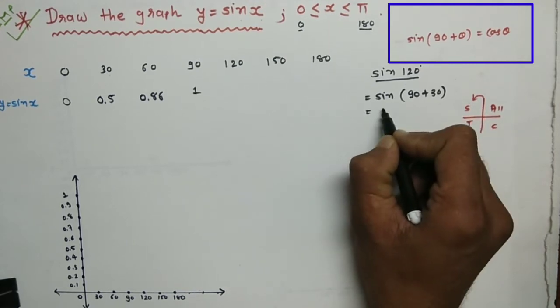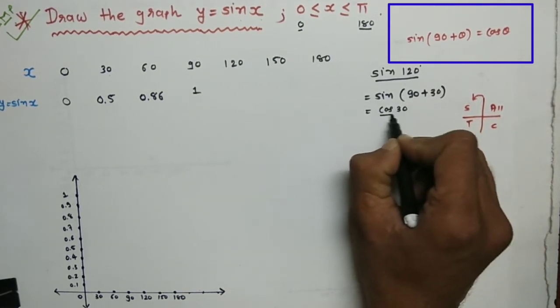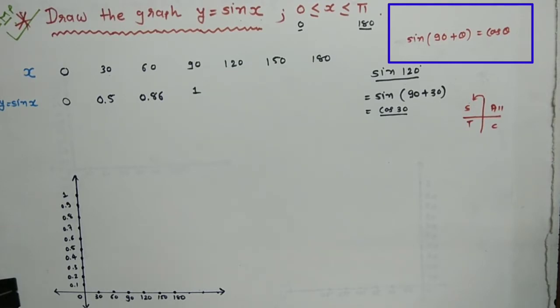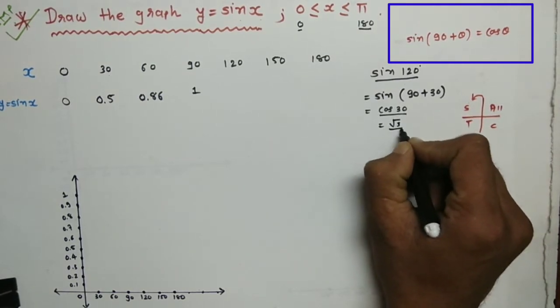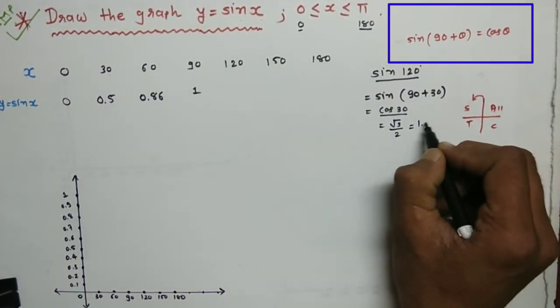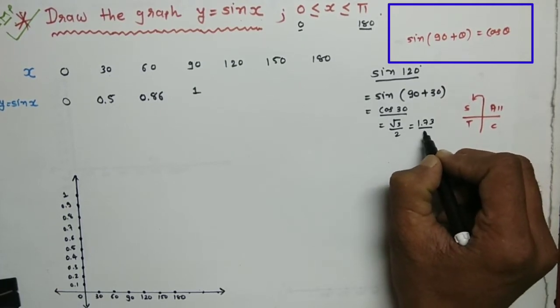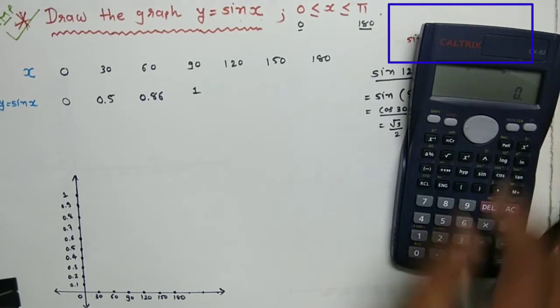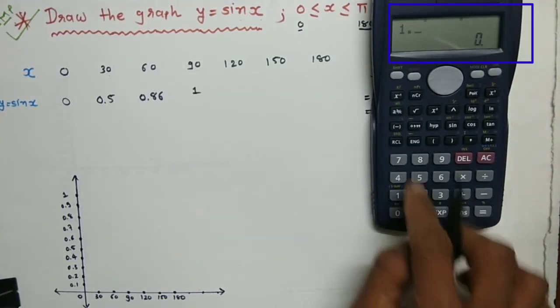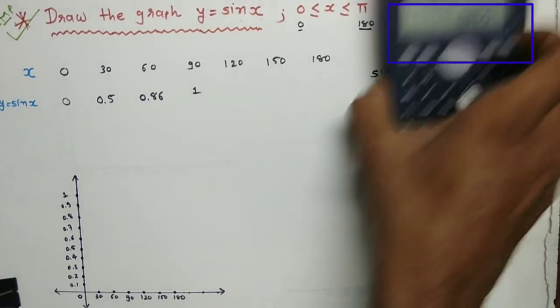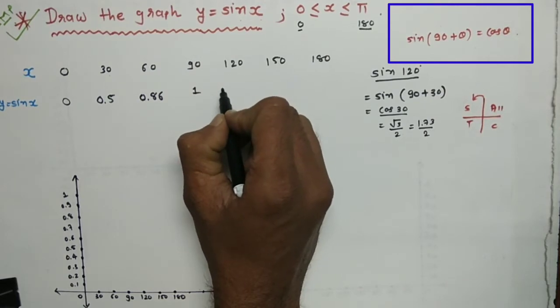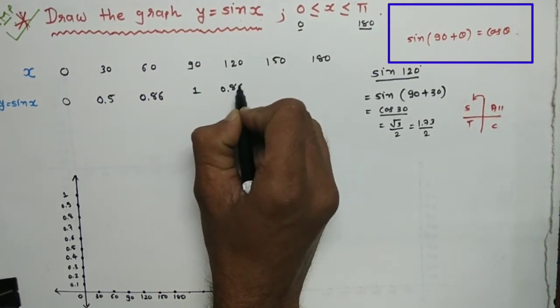Similarly, we can write cos 30. And we know the formula, cos 30 is equal to root 3 by 2. Cos 30 value in the table is root 3 by 2. And the value of root 3 is equal to 1.73, divided by 2. So you can easily calculate 1.73 divided by 2 is equal to 0.865. So we can write here 0.86, only 2 digits.